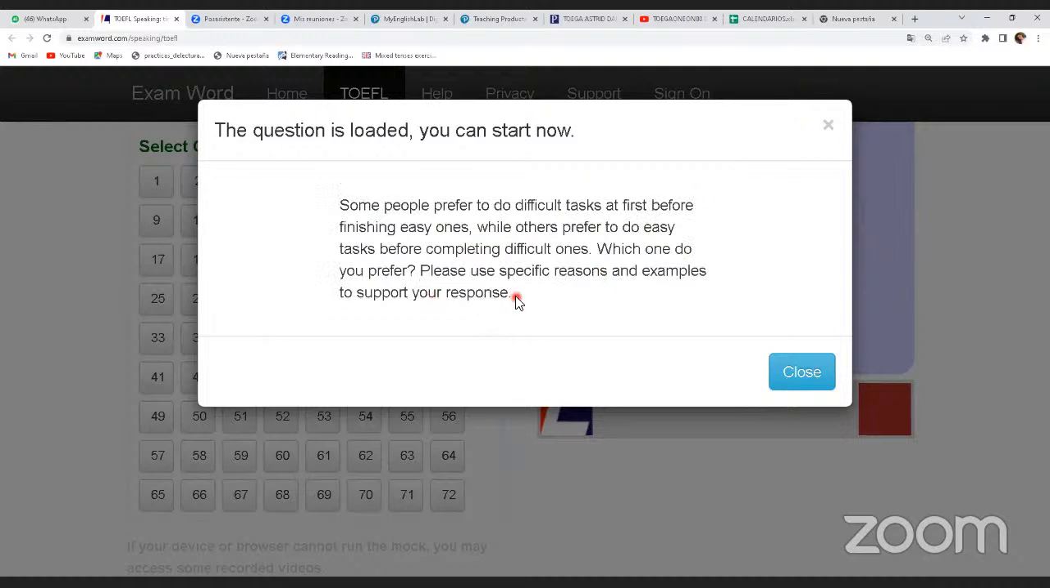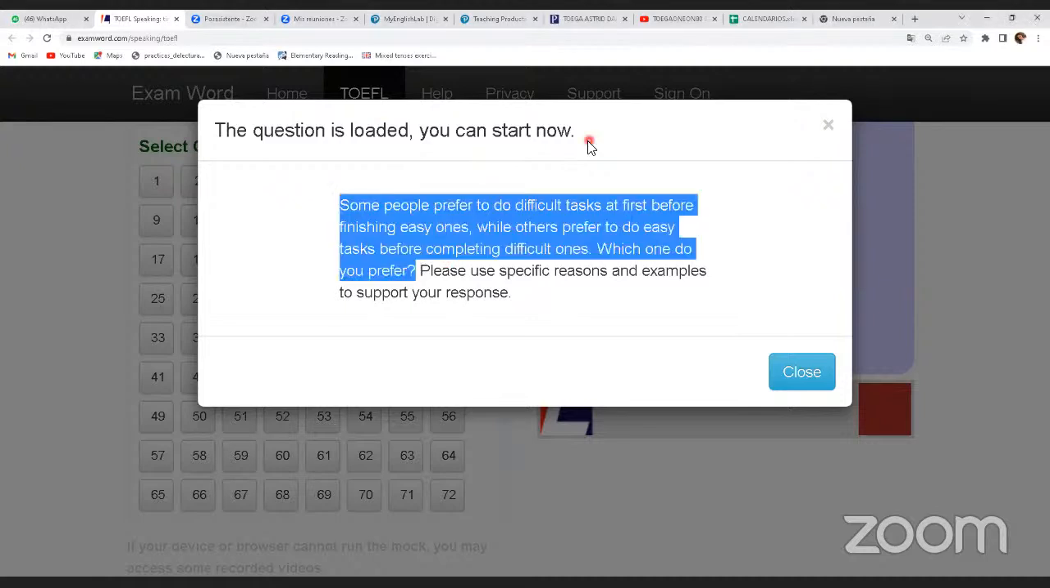Some people prefer to do difficult tasks at first, can you please continue reading? Before finishing easy ones, while others prefer to do easy tasks before completing difficult ones. Which one do you prefer? Please use specific reasons and examples to support your response. So the first thing that you have to know is please use specific reasons and examples to support your response. You have to understand this question, okay?